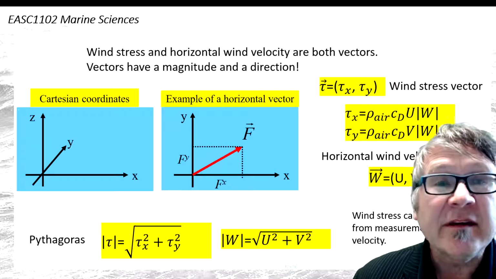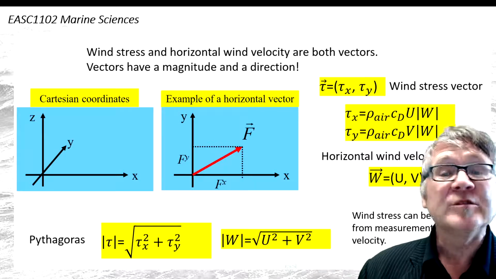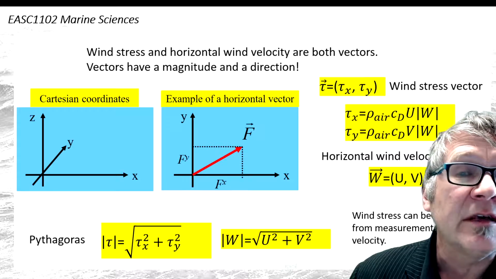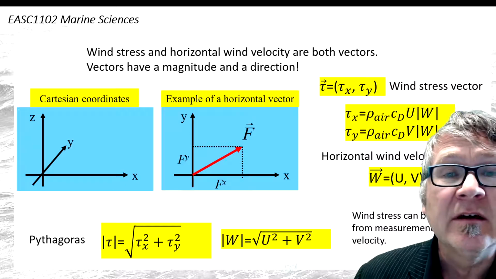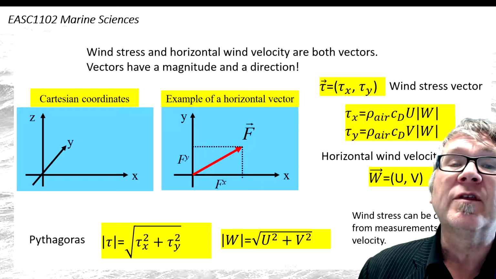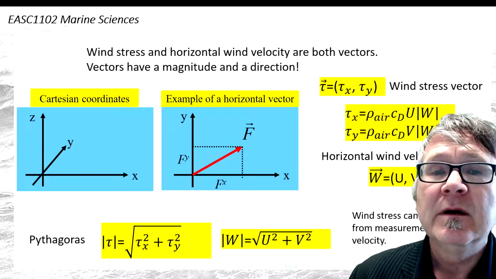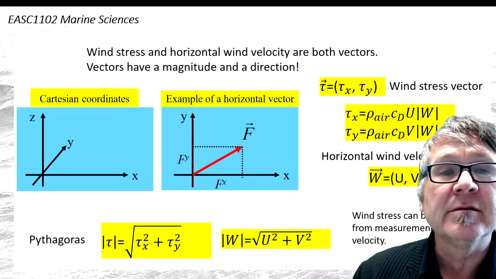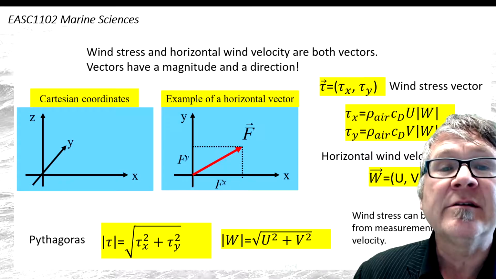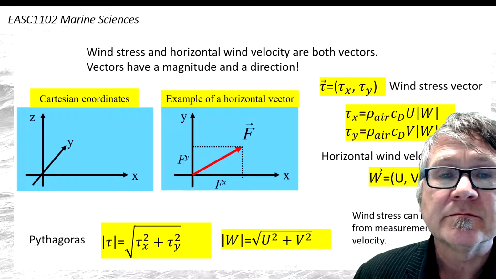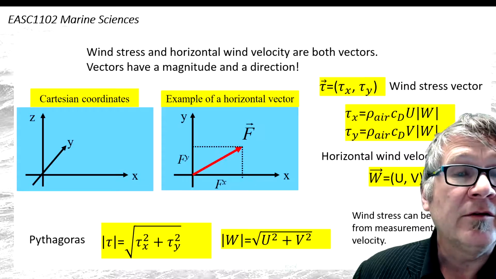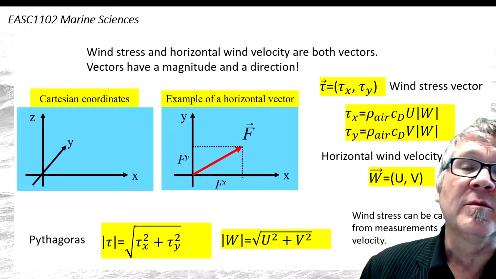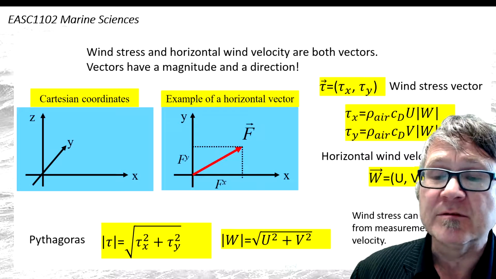And now it even gets better. Okay, so wind stress and also something we call the horizontal wind velocities, they are both vectors. Okay, and vectors are properties that have a magnitude and a direction. Okay, and you can draw vectors in terms of an arrow or arrows.